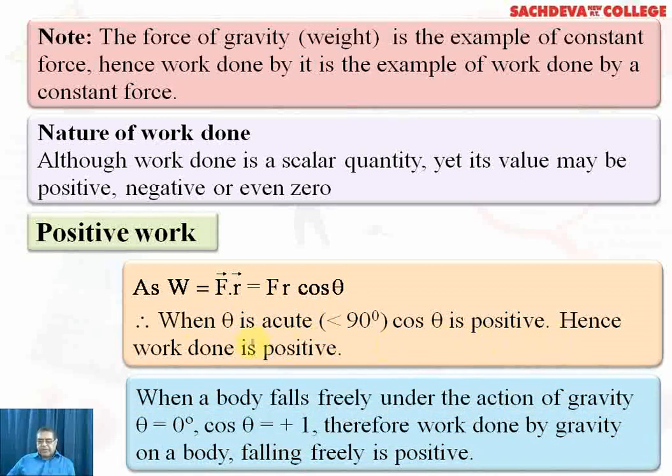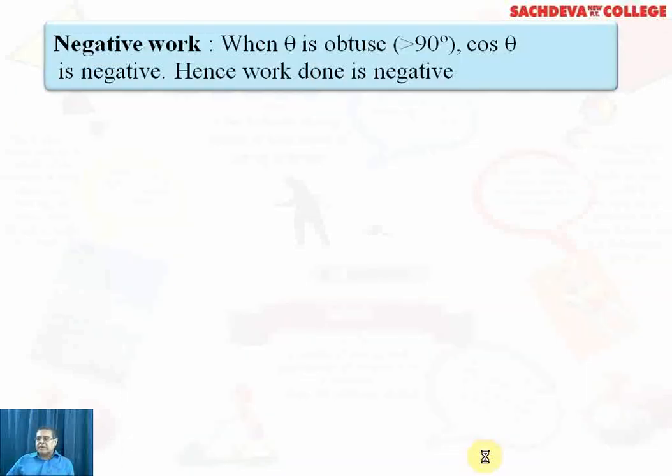Now when a body falls freely under the action of gravity, theta will be 0 and cos 0 will be 1. Therefore, work done by gravity on a body falling freely is positive. So these are some examples of the positive work.